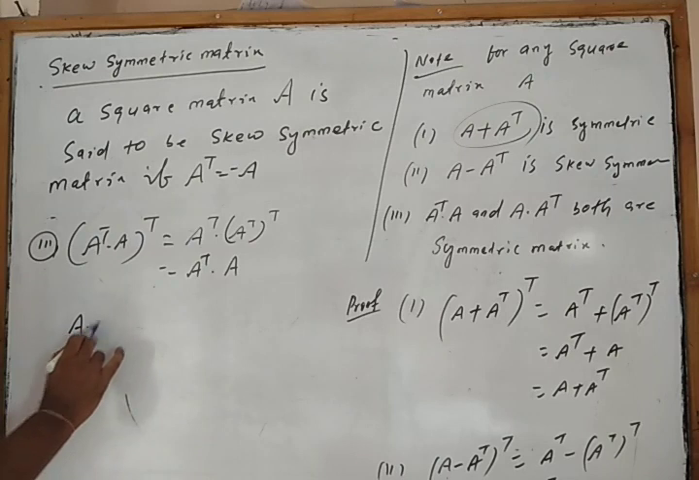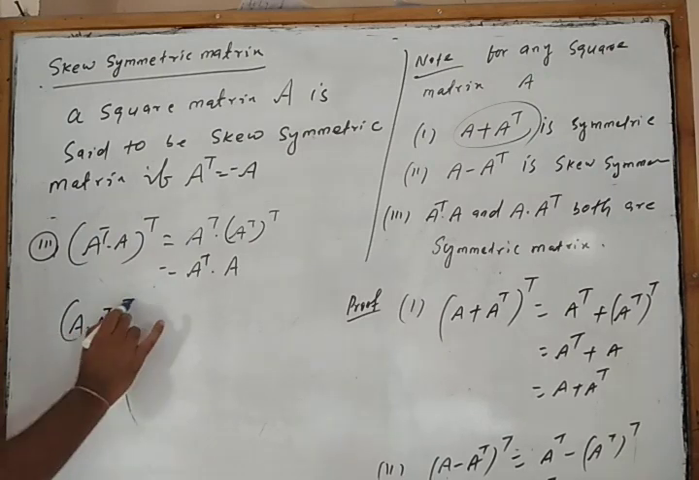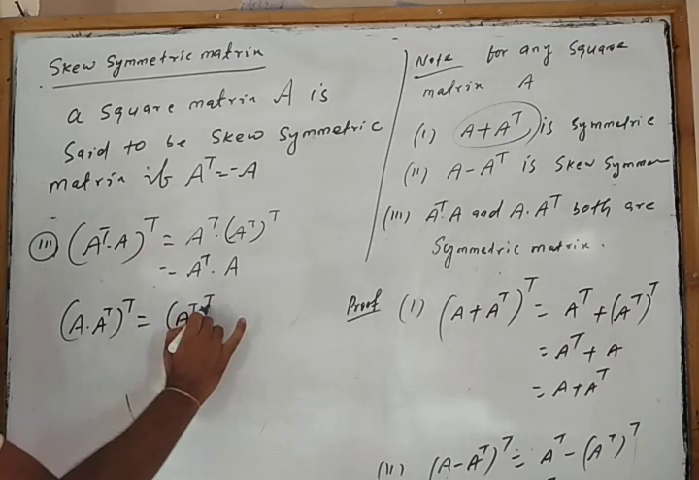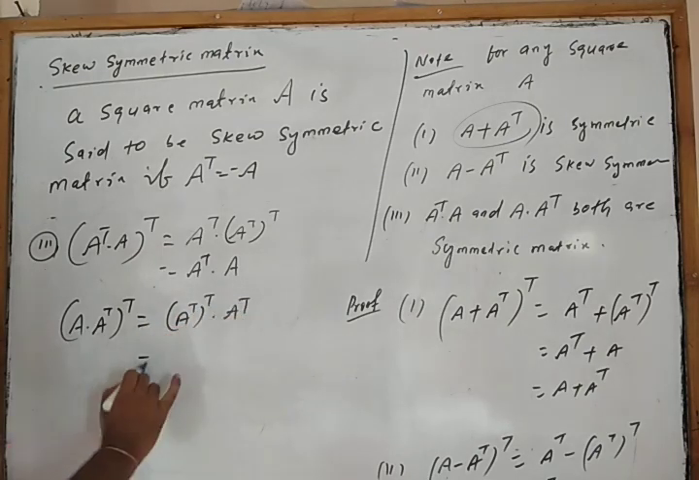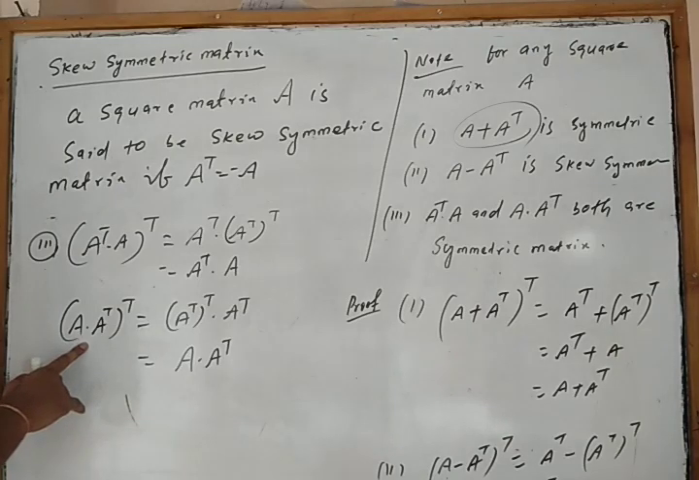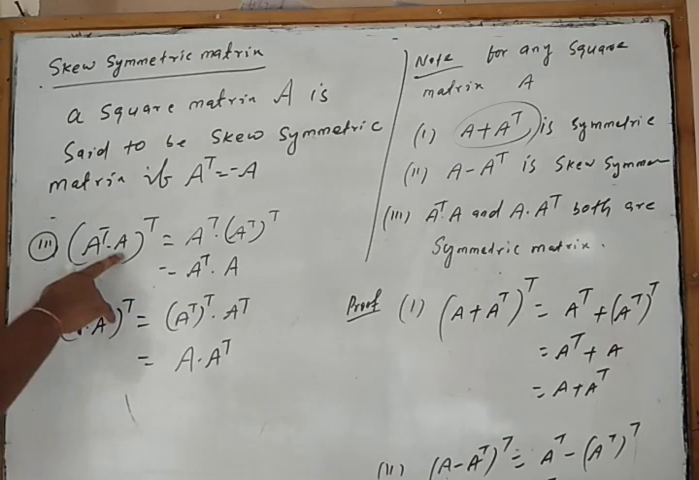Next, (A into A transpose) transpose is equal to (A transpose) transpose into A transpose. So this is also A into A transpose. Clearly A into A transpose is symmetric, and A transpose A is also a symmetric matrix.